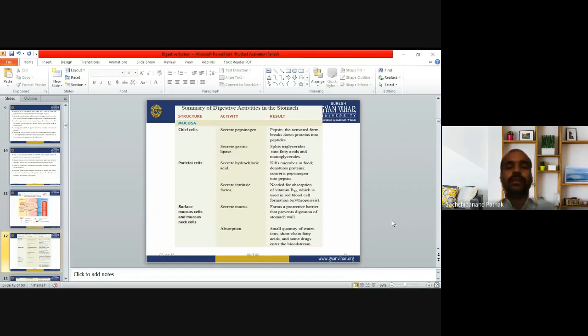Now there are several types of cells. The chief cell secretes pepsinogen, and pepsin, the activated form, breaks down protein into peptides. It also secretes gastric lipase, which splits triglyceride into fatty acid and monoglyceride. The parietal cell secretes hydrochloric acid, which kills the microbes in the food, denatures proteins, and converts pepsinogen into pepsin.